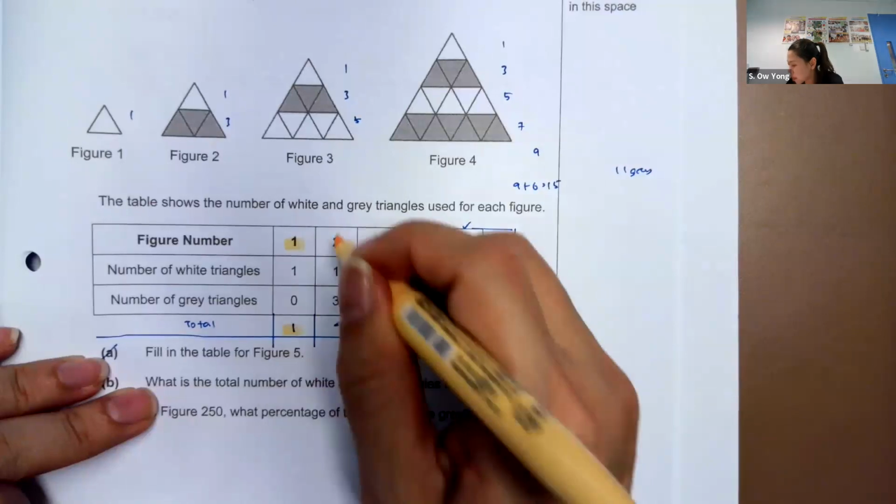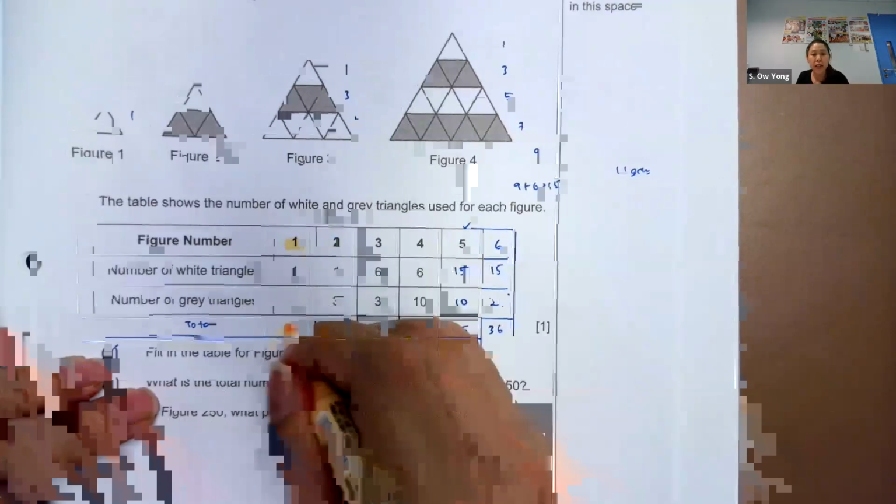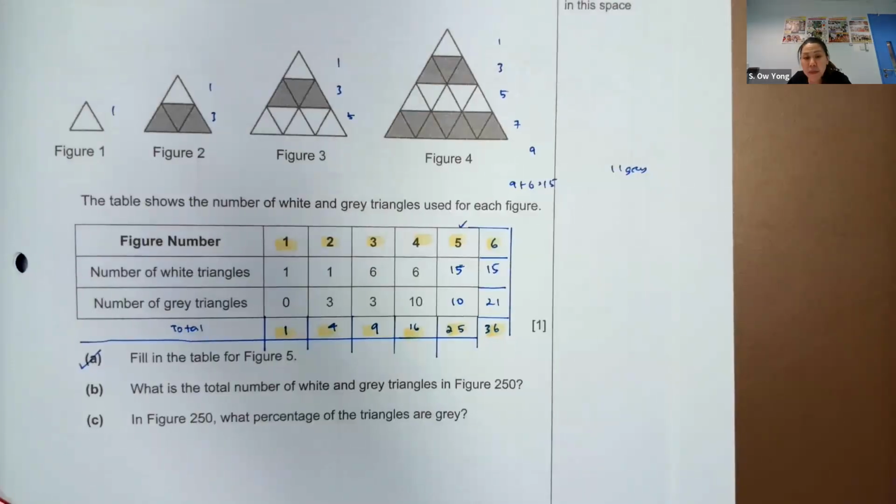From 2, how to get 4? From 3, how to get 9? From 4, how to get 16? From 5, how to get 25? From 6, how to get 36? Yes, you also realize that these are square numbers. 1 times 1, 2 times 2, 3 times 3, 4 times 4, 5 times 5, 6 times 6. The next one will be 7 times 7. Meaning, the figure number multiplied by itself gives you the total.